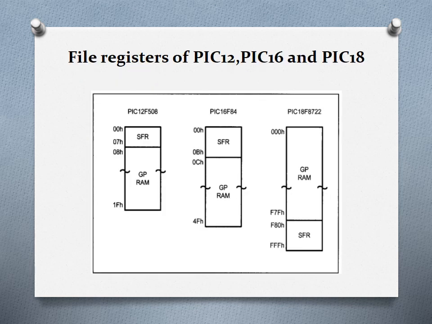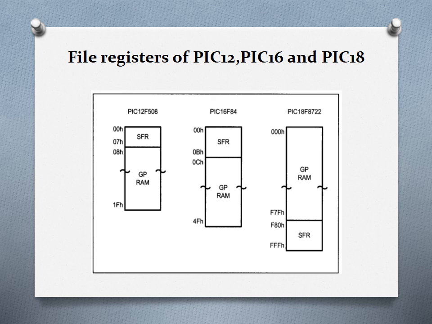This is a diagram that has been shown here. You have file registers for PIC 12 to the leftmost, then PIC 16 in the middle, and PIC 18 to the rightmost. You can see how the memory size is increasing. There is some region which is called SFR, and some region which is called general purpose. You can see the general purpose location would be larger than that of the special function registers, where the special function register ranges may change from one PIC to another PIC.